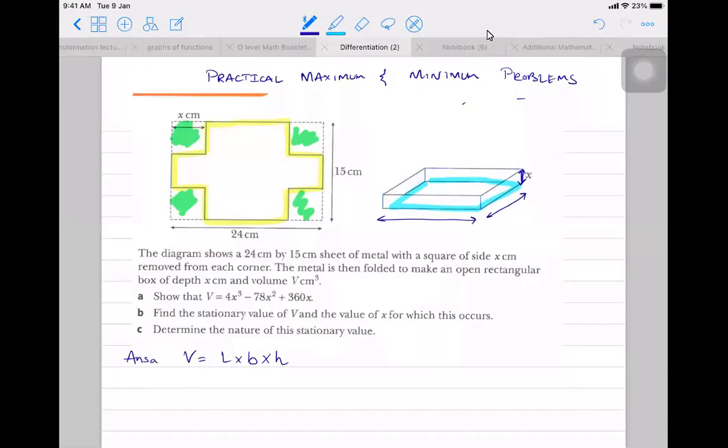Okay, is the screen visible? Yes. All right.